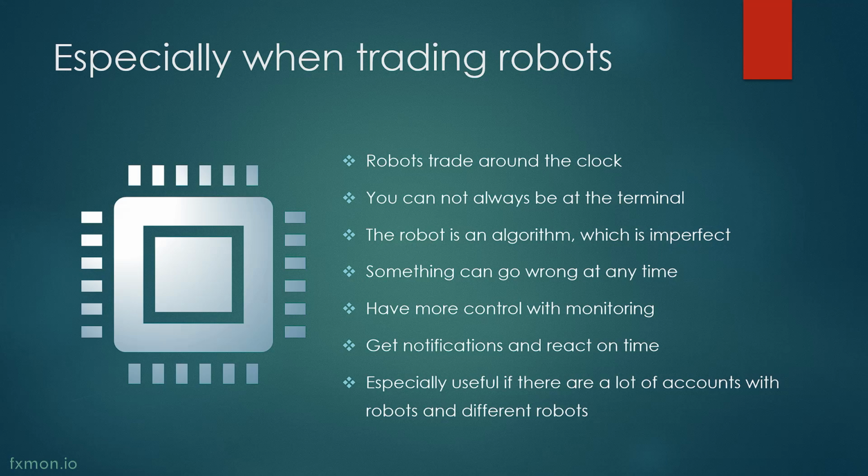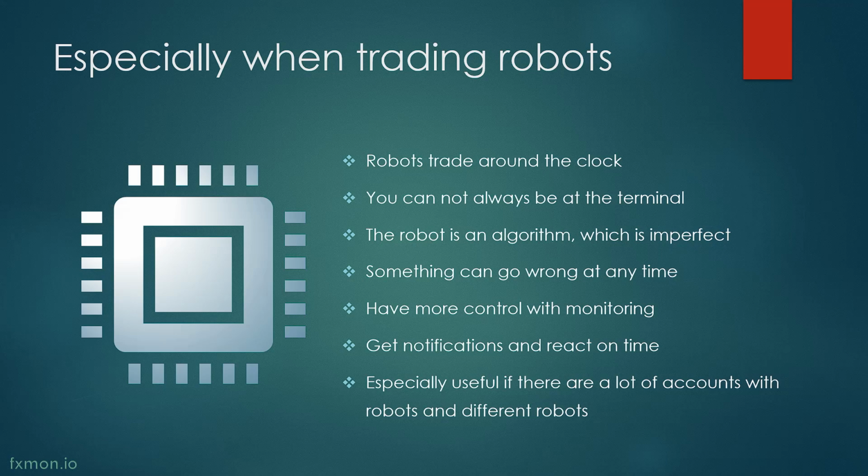Robots trade around the clock, even when you sleep or work. You cannot always stay in front of your terminal and monitor all deals and situations. A robot is an algorithm, which is imperfect and sometimes fails and makes wrong moves. At any moment something can go wrong, but with monitoring there is more control. Set up and receive notifications and react in time.